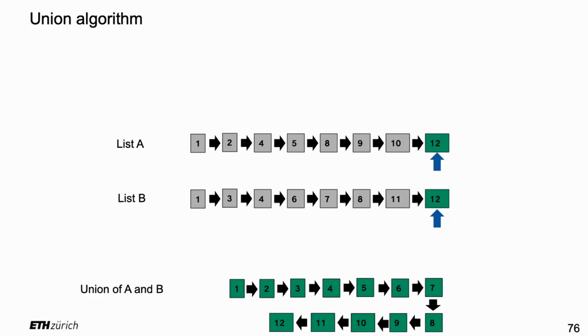12 duplicates, so we output it just once. And now we are at the end. That is the union. Who could implement that in Python?